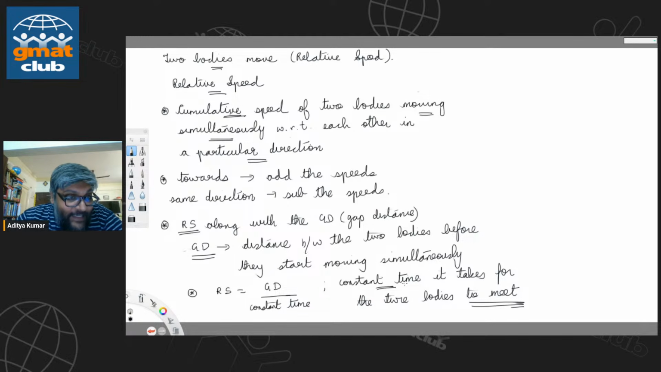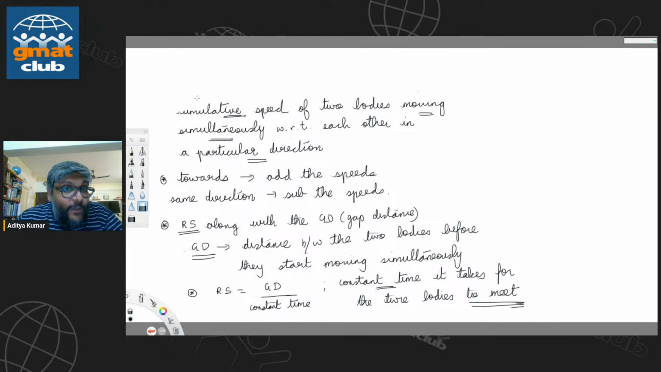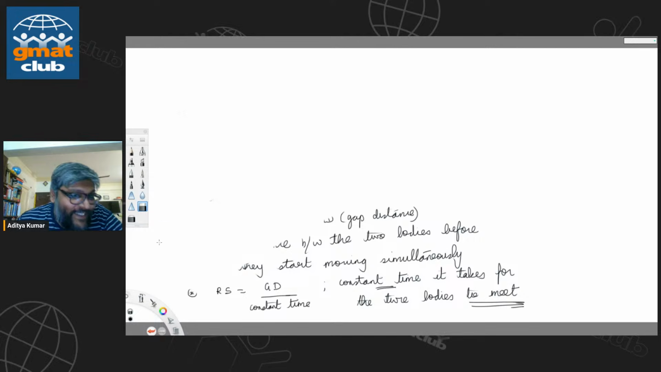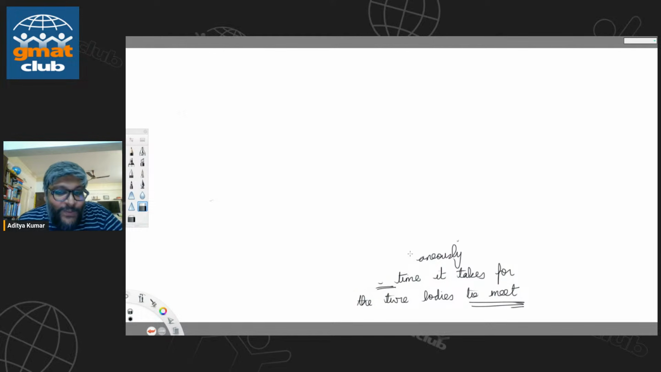All right. And what does relative speed give me? Relative speed along with the gap distance. What is that gap distance? The distance between the two bodies before they start moving simultaneously. What do these two give me? They give me the constant time that it would take for the two bodies to meet each other. So let's understand these points now from a visual aspect. I just don't want you to rote learn that when bodies are moving towards each other, you add, and in the same direction you subtract. Let's understand it visually.